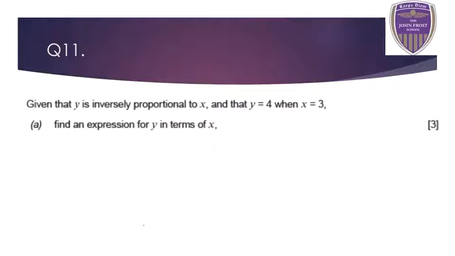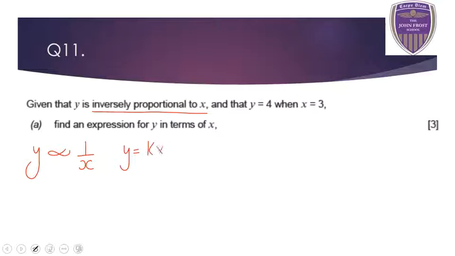Okay, so we're on to number 11. Given that y is inversely proportional to x, automatically that means that y is inversely proportional to 1 over x. And when you put that into an equation, it means y is equal to k times 1 over x. And then they tell you that y is 4 when x is 3.